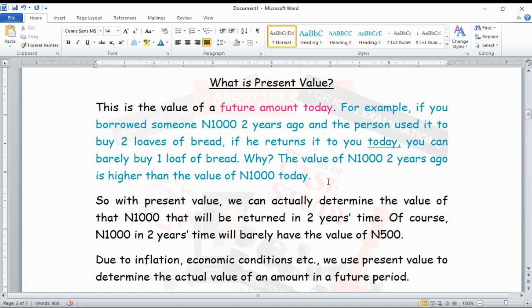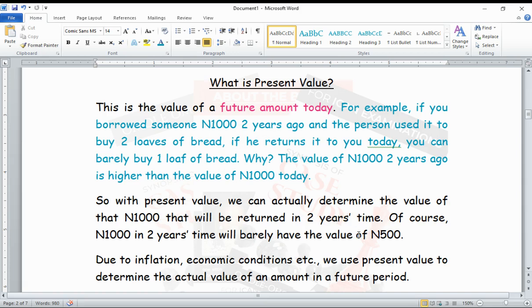So now, with present value, we can determine the value of that 1,000 naira that was returned in 2 years' time. We borrowed somebody 1,000 naira 2 years ago. So the value of that 1,000 naira in 2 years' time, we can get, that's the future value. And also the value of that 1,000 naira 2 years ago, we can get. I don't know if you get what I'm saying. So it's present value and future value.